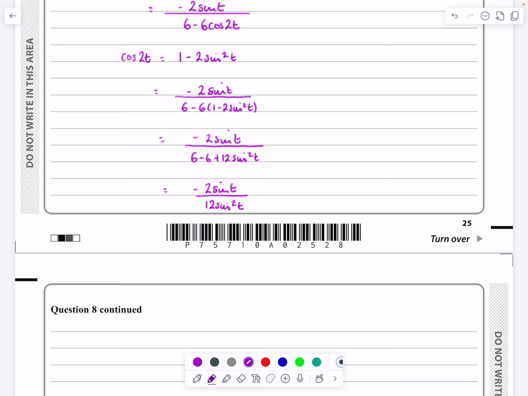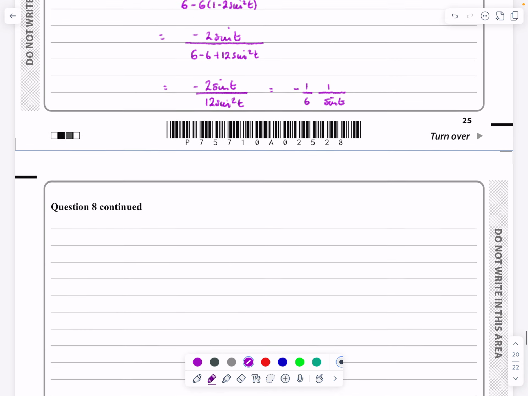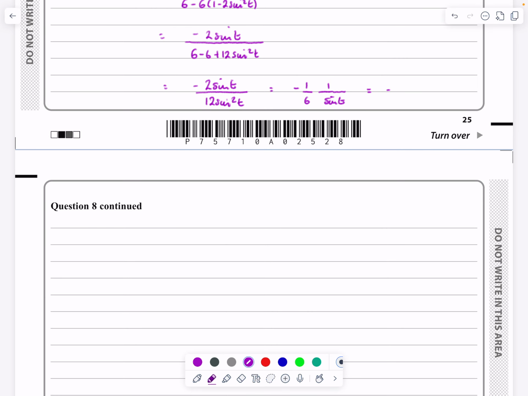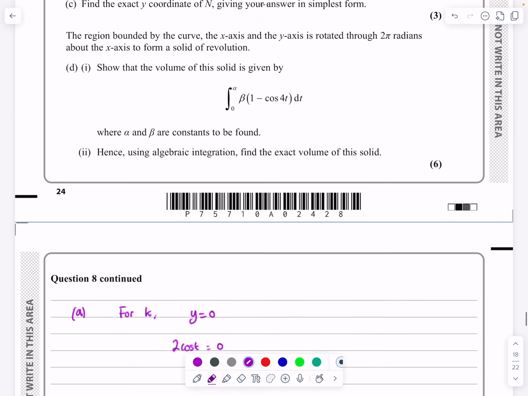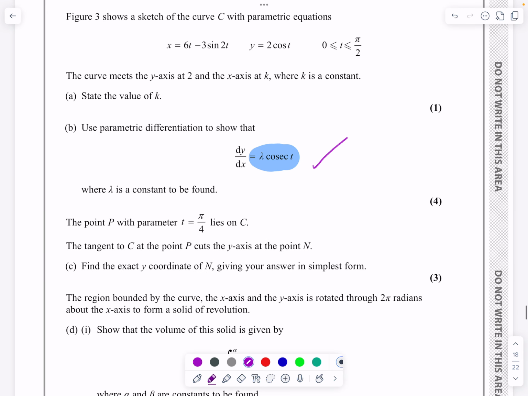That then tidies up to minus a sixth, 1 over sine t. The sines cancel. In fact, maybe we'll leave that there, which is minus 1 over 6. Then that's where the cosec comes from. Cosec t there. So part B, yep, I got it in the format that I actually wanted to.